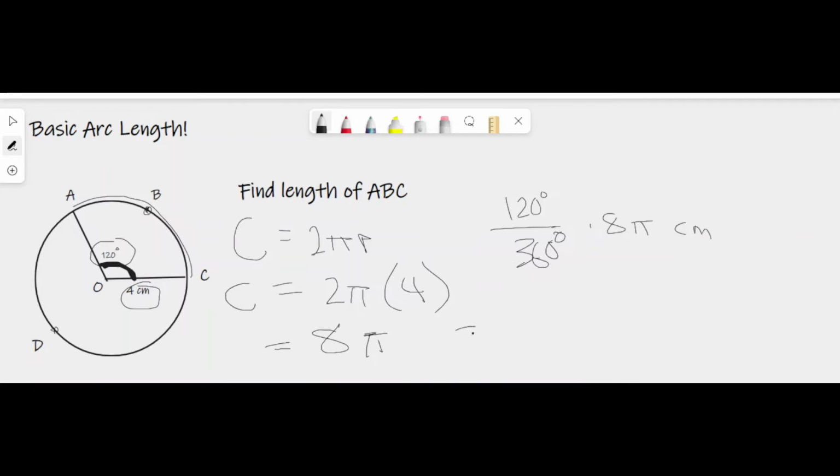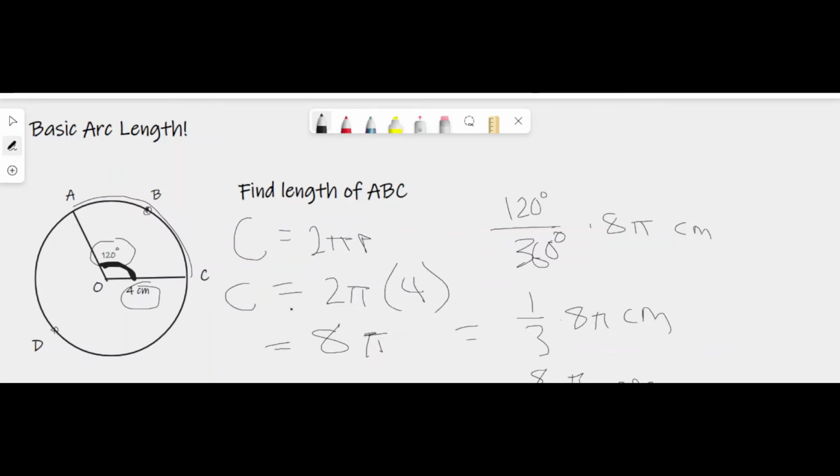Now, this is something that I just kind of have to memorize, but I know that 12 times 3 is 36, and I know that 120 times 3 is 360. So I can just simplify this to 1/3. You do 1/3 times 8 pi centimeters. You already have your answer, which is 8/3 pi centimeters.